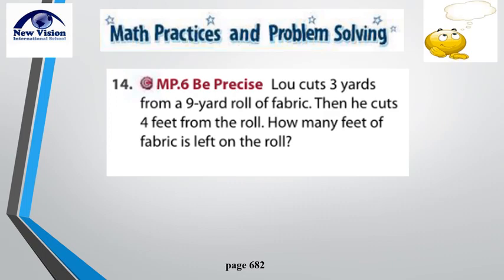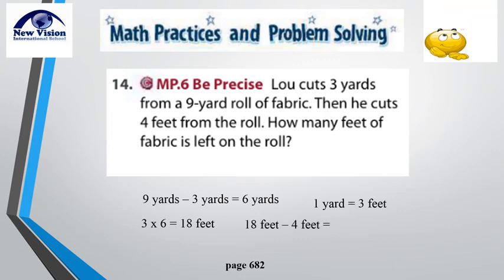First, subtract 3 yards from 9 yards, which is equal to 6 yards. Then, convert yard to feet. Take note, in 1 yard, we have 3 feet. So 3 times 6 equals 18 feet. Finally, 18 feet minus 4 feet is equal to, great, 14 feet.